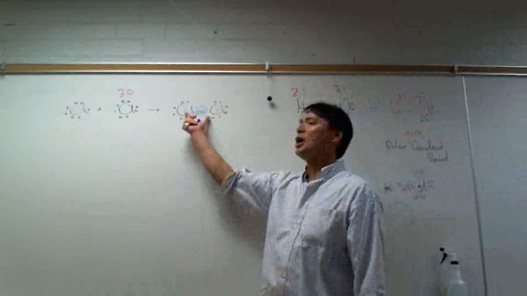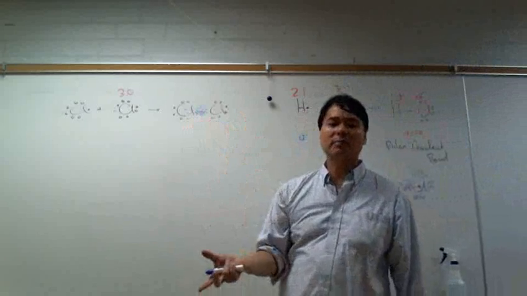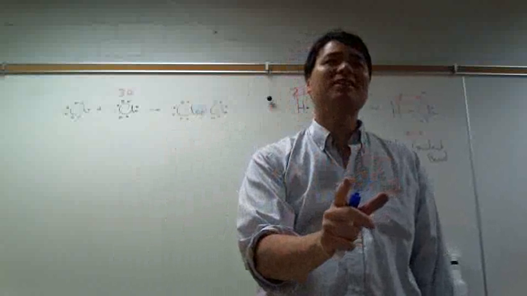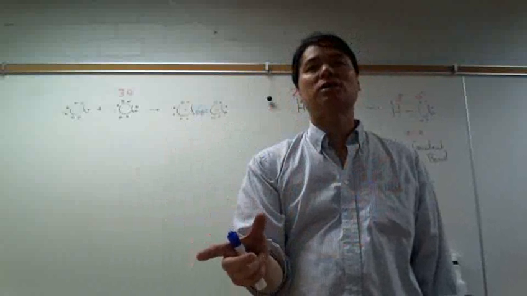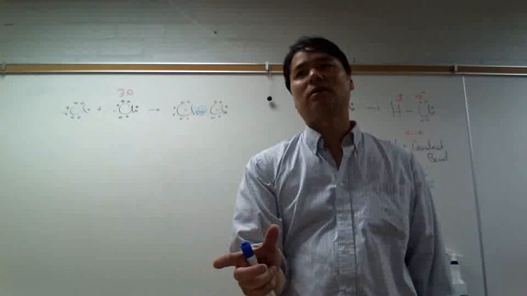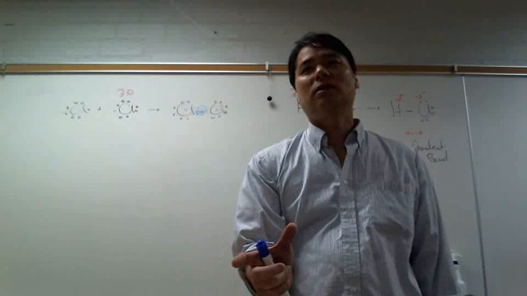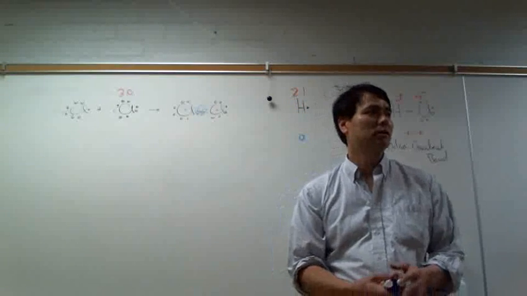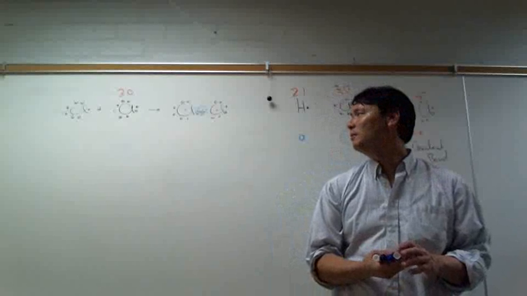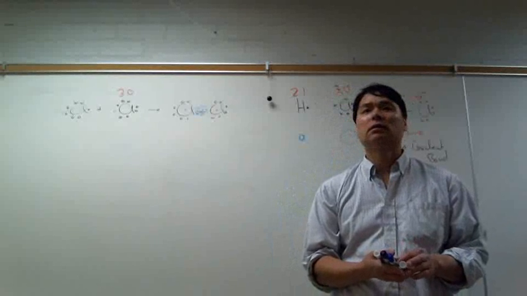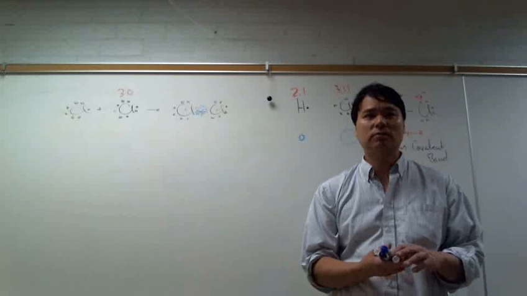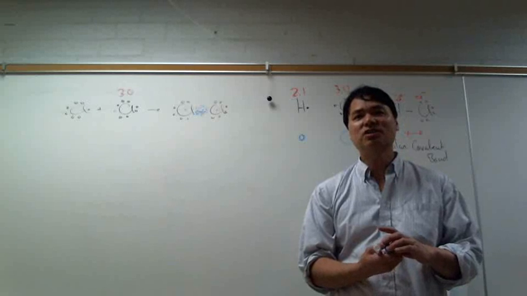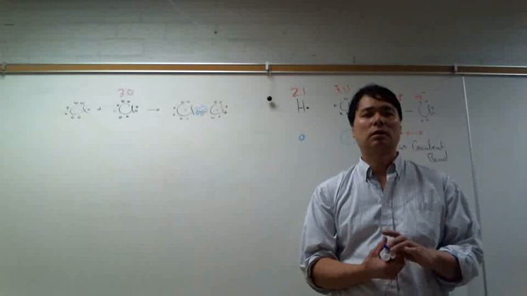So we got electrical attraction. You know what holds ionic bonds together? Electrical attraction. What holds polar covalent bonds together? Electrical attraction. What holds covalent bonds together? Electrical attraction. Electrical attractions are what hold bonds together. And so you have to understand, visually, what is the electrical attraction, right? Sharing electrons does not hold the atoms together.